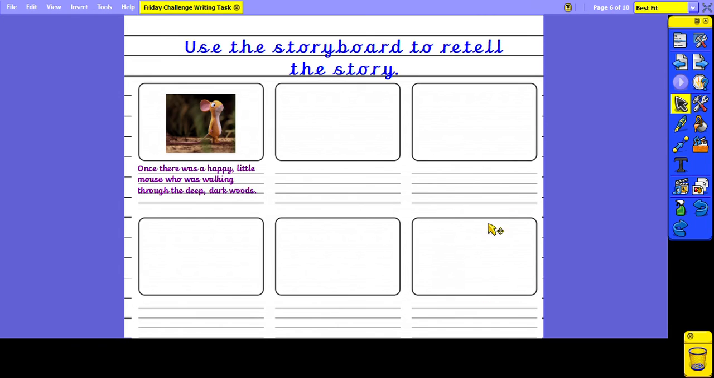And then what was the problem he faced? Think about when he met the Gruffalo and what the Gruffalo said he was going to do. And then at the end of the story, of course, the mouse tricks the Gruffalo and the Gruffalo runs away. As you are retelling the story, try to get some adjectives in there and some interesting verbs to make it more interesting for the reader.